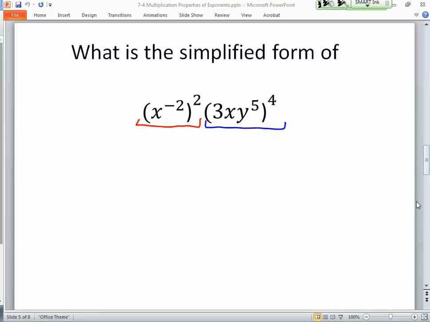For my first part, x to the negative second power raised to the power of 2, I just take that, multiply the exponents, and I'm going to end up with x to the negative fourth power.